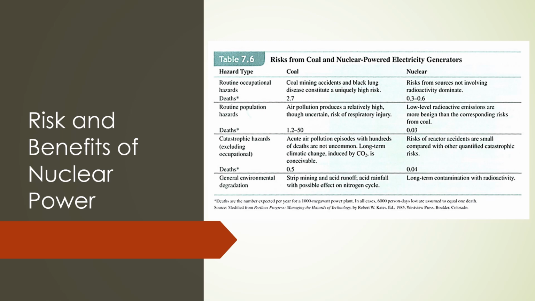Okay, so here we're looking at the risk. It's just a table of coal and nuclear powered electricity generation. We have the hazard type right here, coal, and then we're going to compare that to nuclear. I'm not going to read everything, so I just want you to go ahead and study it, the hazard types between coal and nuclear. Here with a little star, there is a description for that, and that's just a death comparison, the death counts. It is separated by routine occupational hazard, routine population hazard, and catastrophic hazards, excluding the occupational here, and then general environmental degradation. Okay, so make sure you get this table.